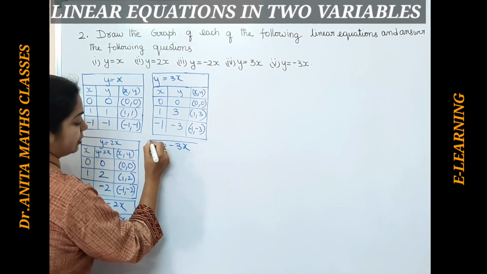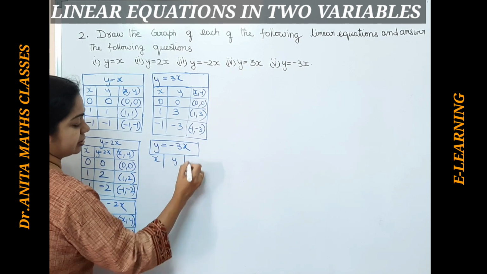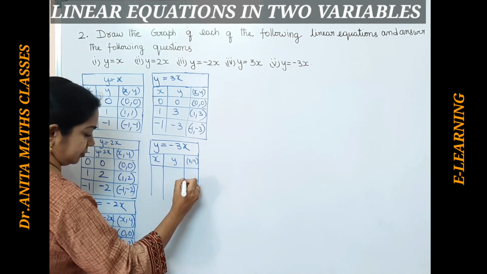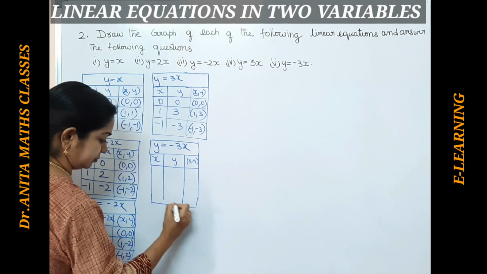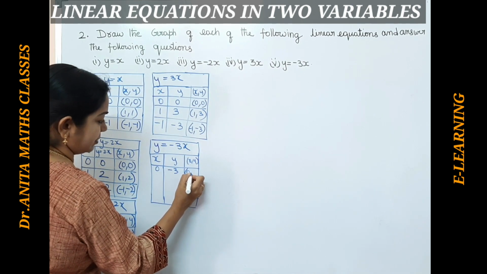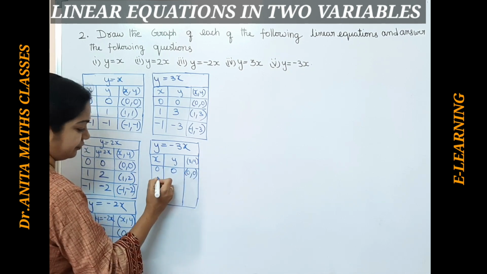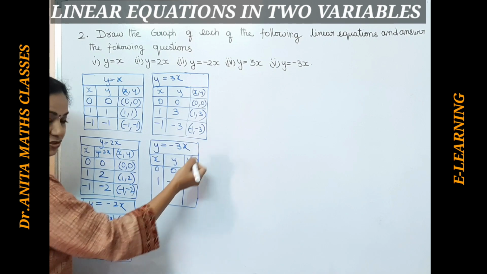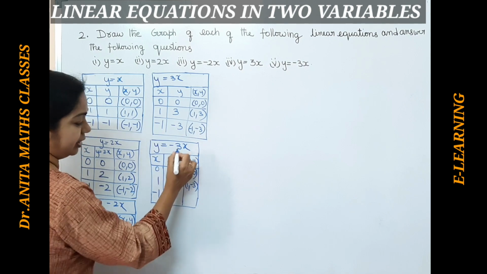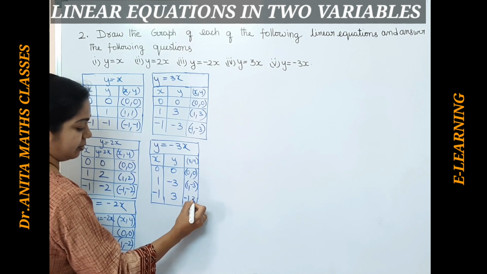Let us write the tabular column for this. So x, y, x comma y. Now if you substitute 0, 0 into minus 3 is again 0, isn't it? So 0 comma 0. Now if you take 1, y becomes minus 3 into 1, which is minus 3. So 1 comma minus 3. And if you take minus 1, minus 3 into minus 1 becomes plus 3. So minus 1 comma 3.